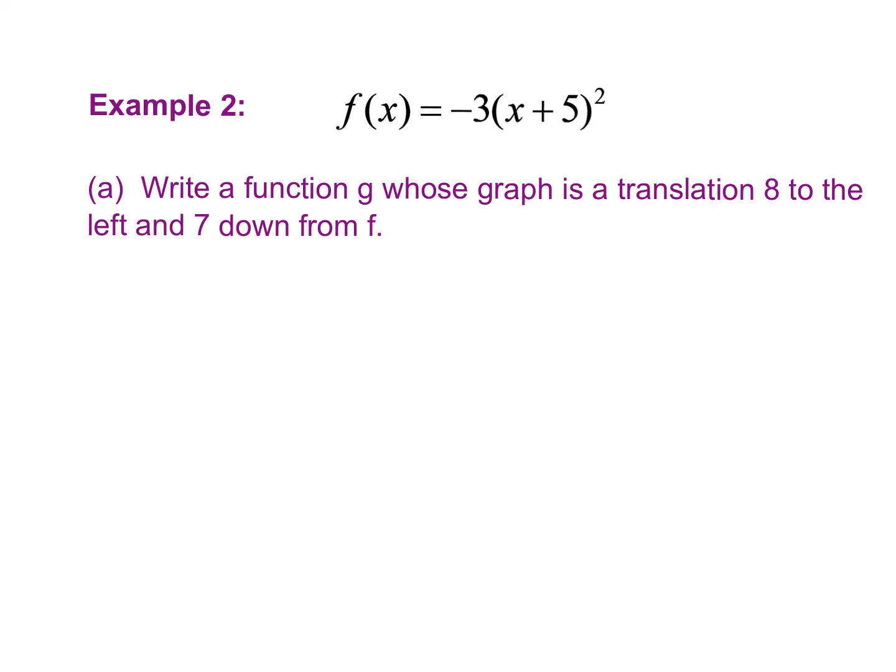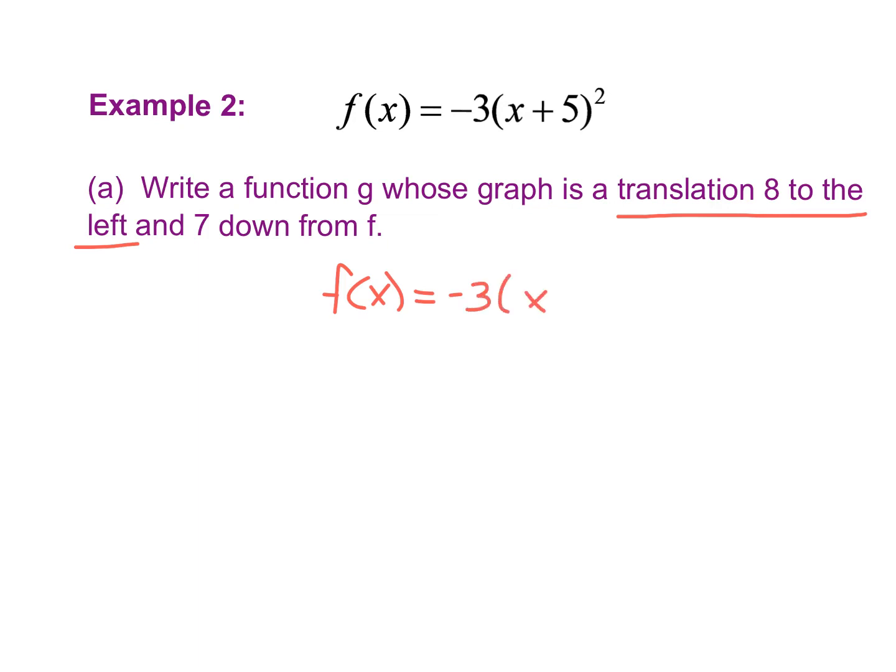So here you can see we have a quadratic, we have an a value and an h value. We don't have a k value, which just means it's plus 0 over here on the outside if we don't have one. You can write that or not write that, it's totally up to you. And we need to translate this function. So we're going to write a function g whose graph is a translation 8 units to the left. So we're going to start there. And I'm going to bring this function down here.